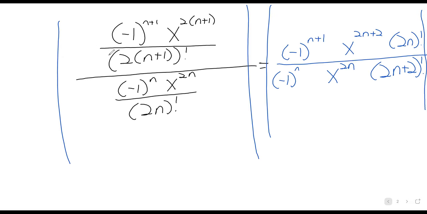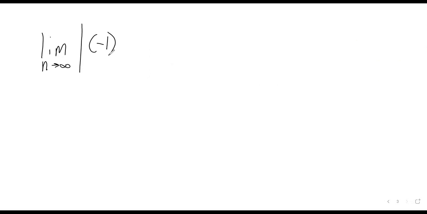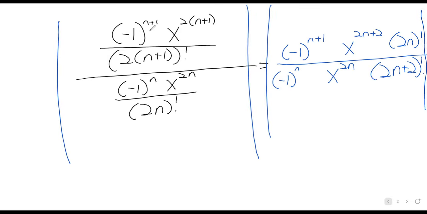The negative ones cancel. The x's partially cancel. And this is 2n plus 2 times 2n plus 1 times 2n factorial. The factorials are the stuff that I always maybe have to pause a moment with because we're not used to working with them. At least I assume we're not used to working with them.